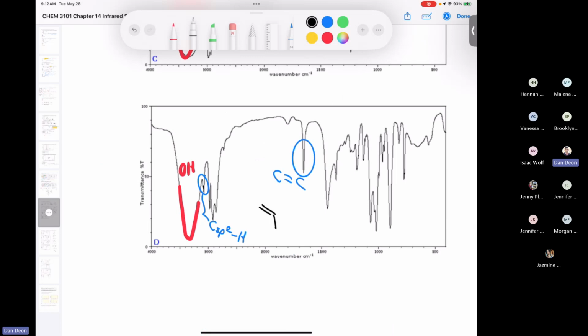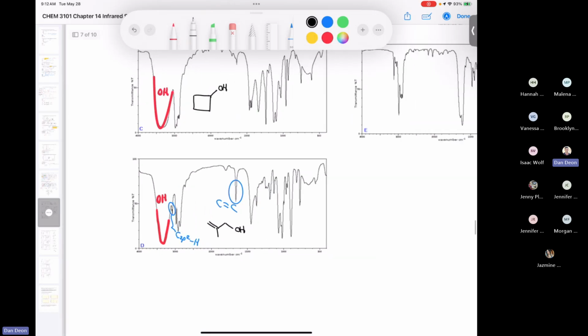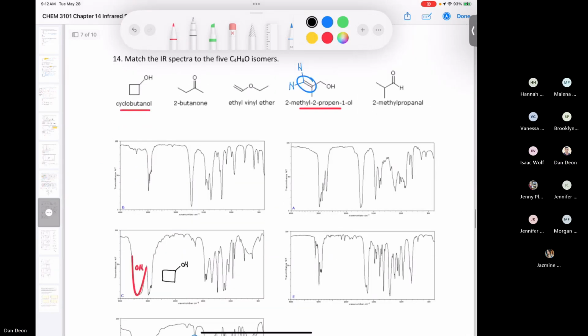Don't worry about the name of the compound. We haven't even talked about naming alcohols. That's not covered until organic chemistry too. But there we go, so we figured those ones out.